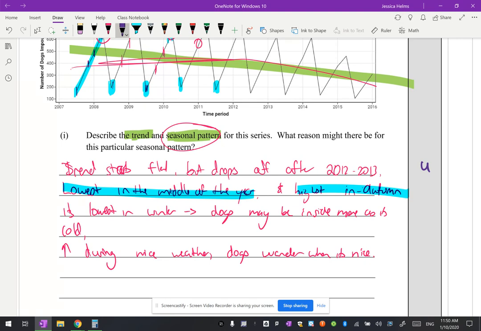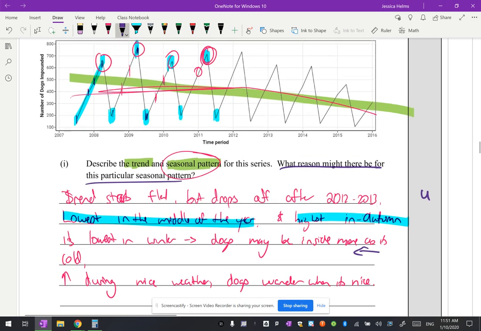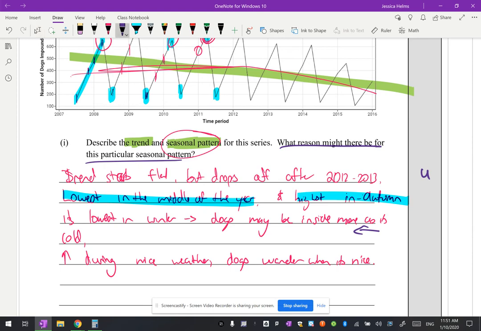Now, if you're looking for the merit for this, you need to actually discuss that properly and then give some reason. So what reason might there be for the particular seasonal pattern? Any reason, as long as it's logical, would be fine. Something like this is acceptable. Winter time, it's lowest because dogs are probably indoors more, or maybe you might say something about the pound operations during that time too. I don't know. But yeah, a reason would give you a merit for that.